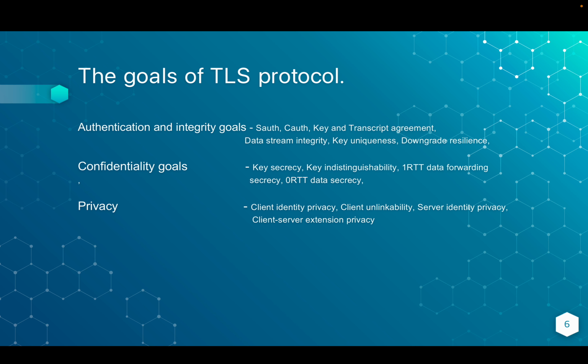The next set of goals are confidentiality goals. The first one is key secrecy. If the client or the server ends the handshake with the encryption keys, then the peer is honest and the adversaries do not know the keys, or the peer is compromised. Key indistinguishability. This is an important one. If a client completes a handshake with an honest peer to obtain a key, then this key is indistinguishable from a fresh random value generated at the end of the handshake.